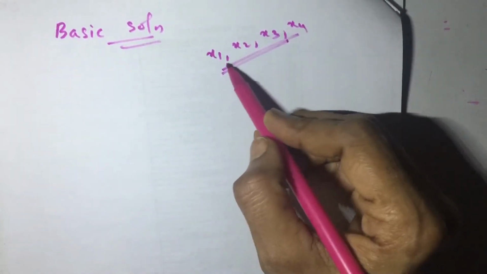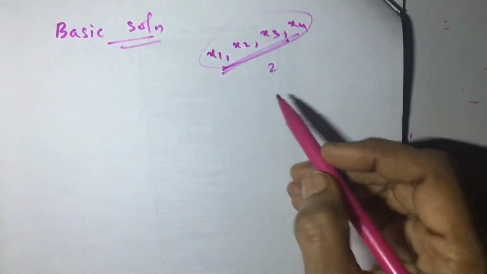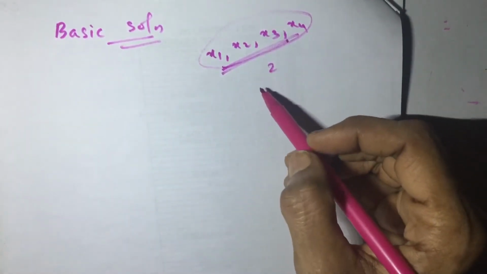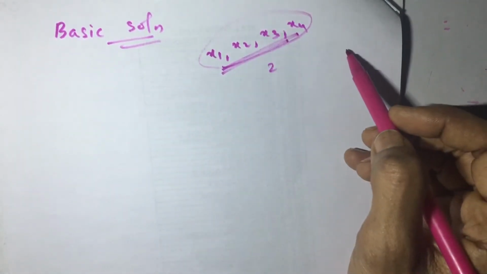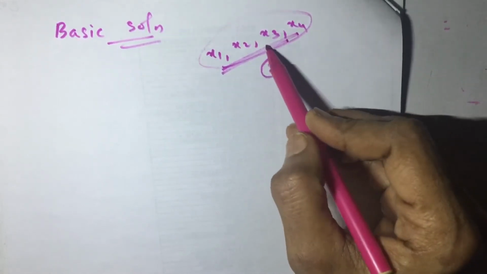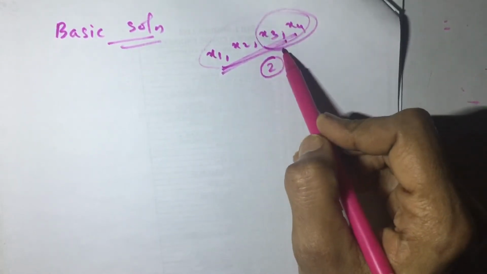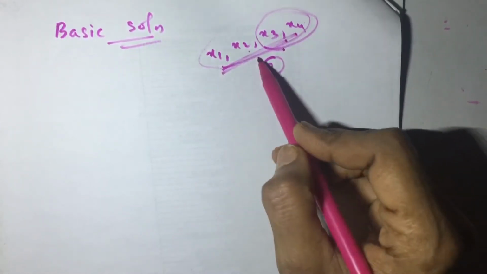Then 4 unknowns and 2 equations, it is not possible to solve that. So what we have to do is, if there are 4 unknowns, you must have 4 equations. When it is not there, what we will do here is keep any 2 variables as 0, any 2 as 0, and you will find the other 2.